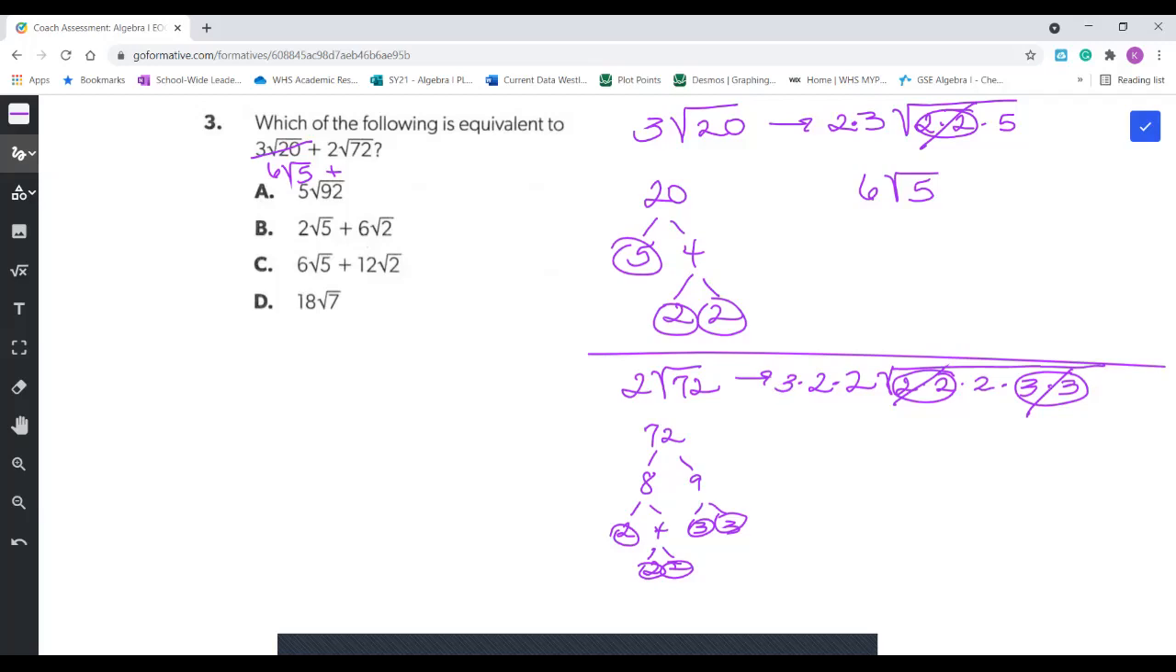And let's multiply these together. 3 times 2 is 6 times 2 is 12. So now I have 12 root, what's left? 12 root 2. All right. So this is going to be plus 12 root 2.